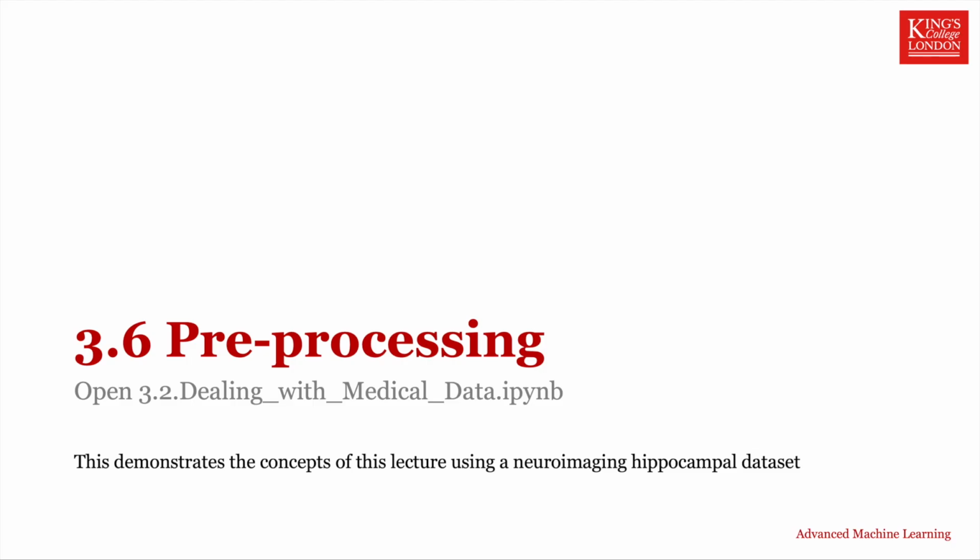So in this short video, we will look at pre-processing medical images prior to convolutional neural network analysis. If you open Notebook 3.2, you will see the concepts of this session's video demonstrated for a neuroimaging hippocampal dataset. Here, the hippocampus is a small structure in the brain, heavily involved in the processing of memory. It's therefore one of the first regions of the brain to show atrophy following a dementia diagnosis.